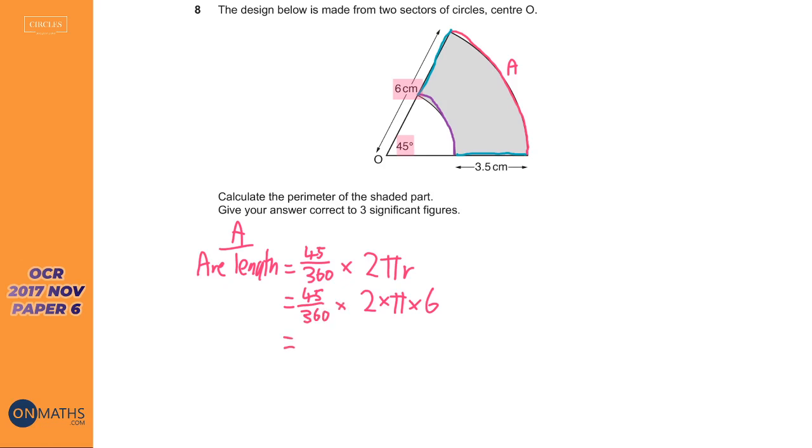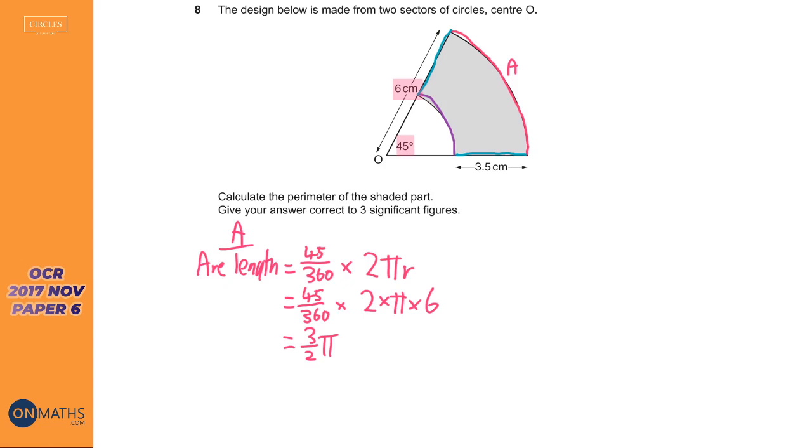Okay, so I get my calculator out. I could probably do most of that in my head, but I'm not going to. So 45 over 360 times 2 times pi times 6, and that gives me 3 over 2 pi, which I'm just going to leave for now, which would be 1.5 pi.